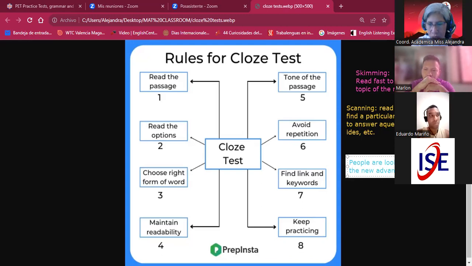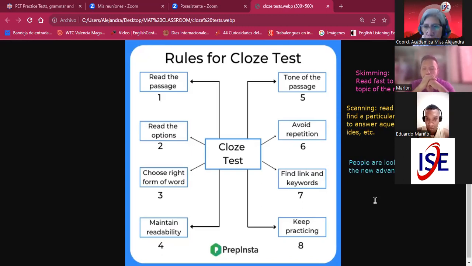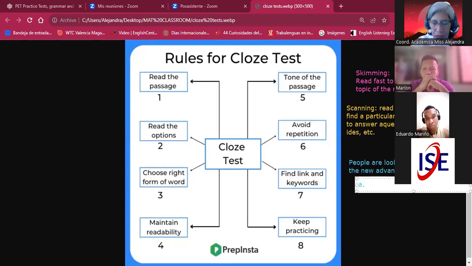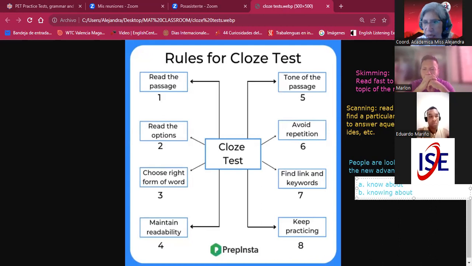for example, you have this. People are looking forward to the new advances in robotics. If you have the options, letter A, know about, letter B, knowing about, and letter C, about.